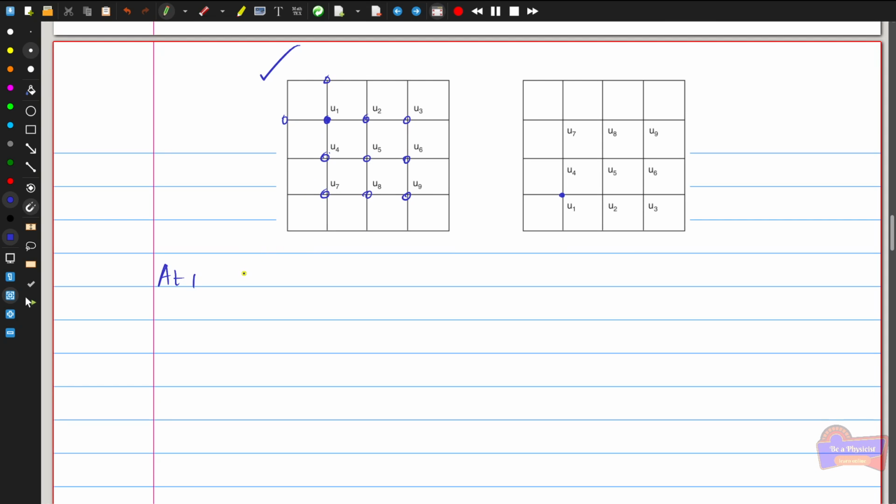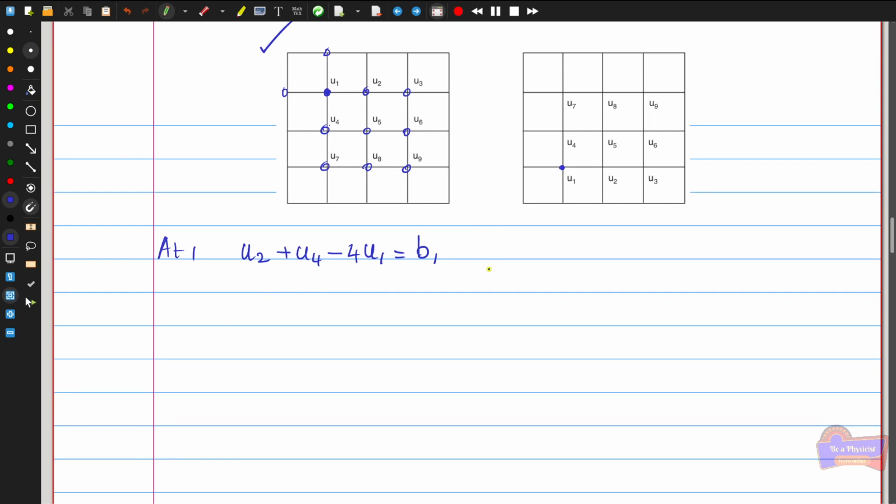Okay. So at this point u1, I have the solution as u2 plus u4 minus 4 times u1, which is equal to some boundary values, right? These values are known, so I can take them as b1. That means the boundary value b1. Or I can write this equation in increasing order of u1, u2, u3, so that I can write it as minus 4 times u1 plus u2 plus u4, which is equal to b1. Okay.